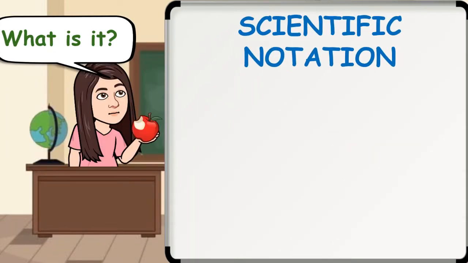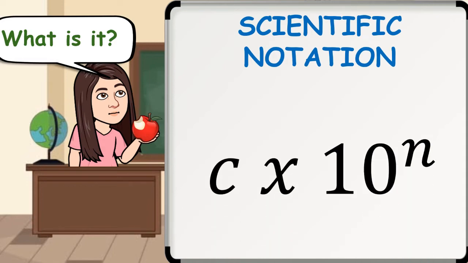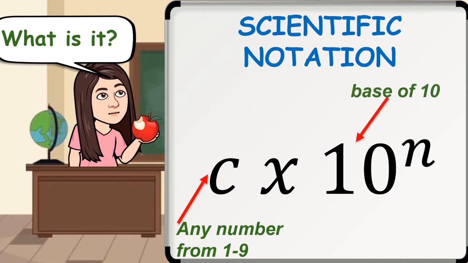Scientific notation uses a shorter number multiplied by a power of 10. So in a nutshell, scientific notation is composed of a number part called coefficient or letter C. Ito ay number greater than or equal to 1 but less than 10. Or in layman's term, it is any number from 1 to 9 times a number with base 10 raised to an integer power of n.